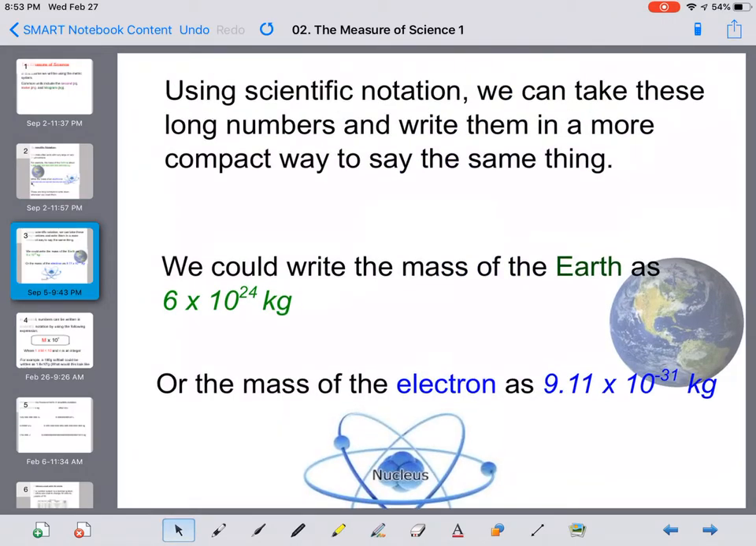So we can use scientific notation and take these long numbers and write them in a more compact way. For instance, we could write the Earth. If you remember in that last slide, I had 24 zeros. So that's the reason why we see our number 6, but then we also see this times 10 to the 24 right there. Our number of zeros is indicated in that spot. Really it's the number of decimal places that we're jumping to get just after the 6, because that decimal would still be right there.